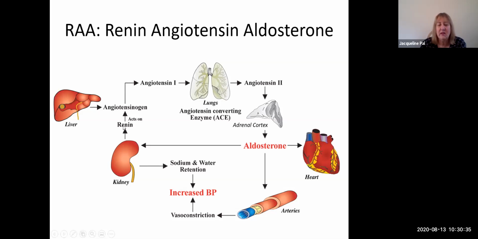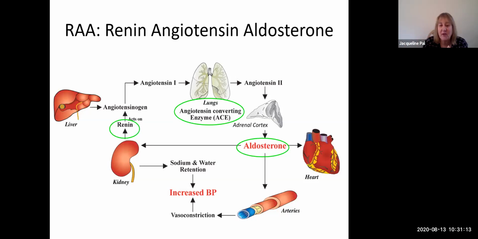The kidney releases renin, which acts on angiotensinogen from the liver to form angiotensin 1, which is then acted upon by angiotensin converting enzyme, which was made by the lungs. And so now angiotensin 2 was formed, which then acts on the adrenal cortex to have it produce aldosterone. Now, aldosterone has about half a dozen different effects. It's got some effects on the heart you'll learn about later.